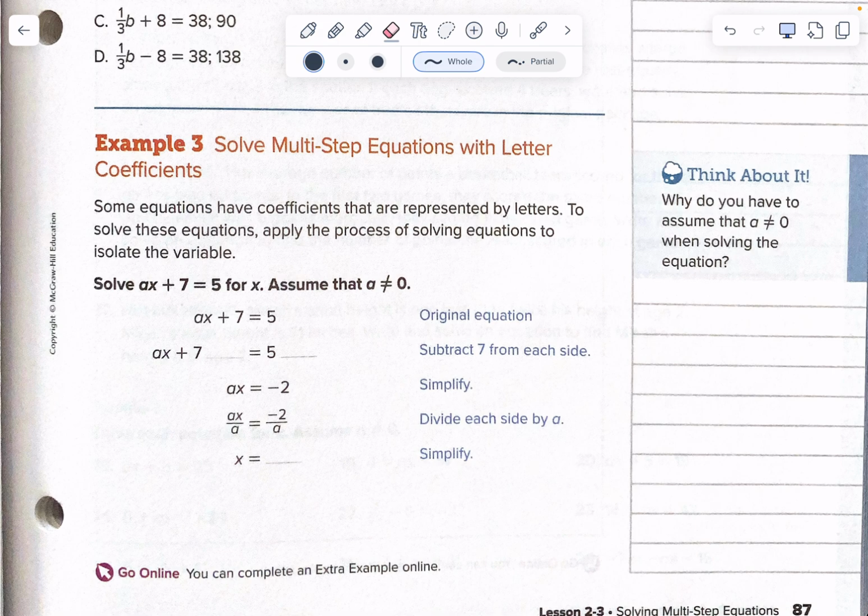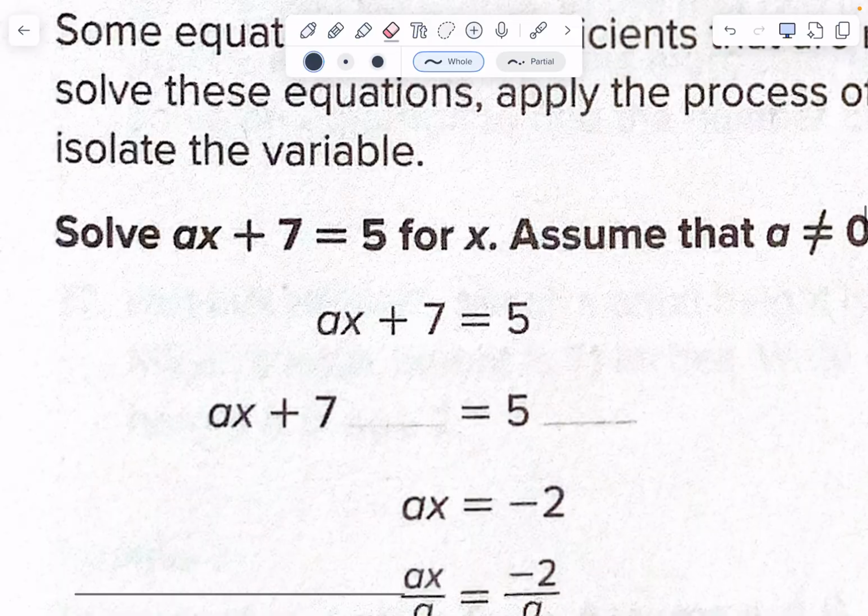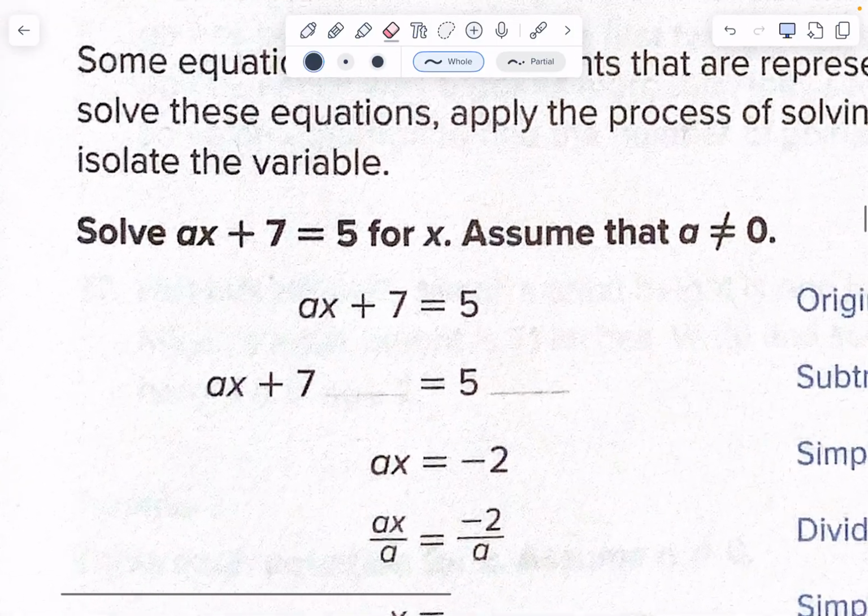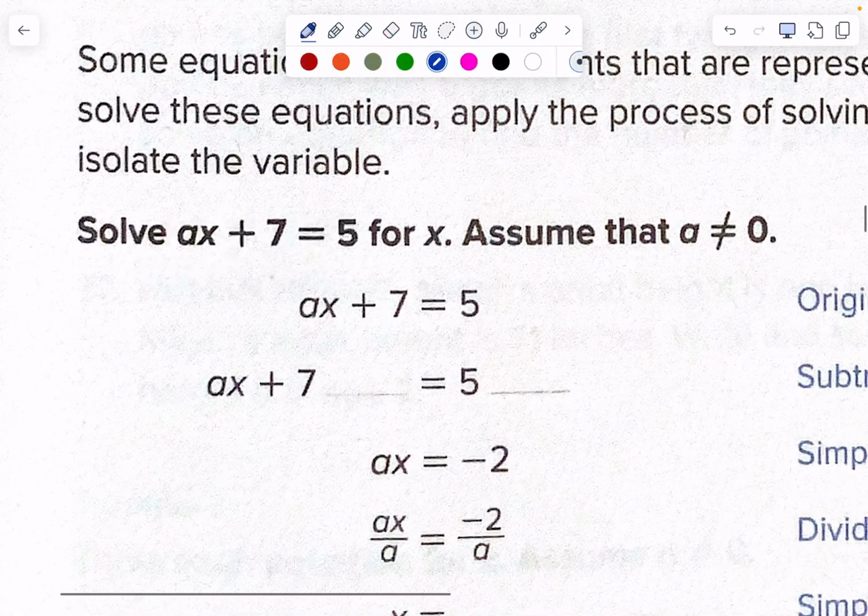Some equations have coefficients that are represented by letters. To solve these equations, apply the process of solving equations to the isolated variable. Okay, so they want us to solve this equation for x. Now this is a little bit confusing because a is supposed to be a number, so treat that like it's a number, right? And we're going to do this exactly the same as what we had before.